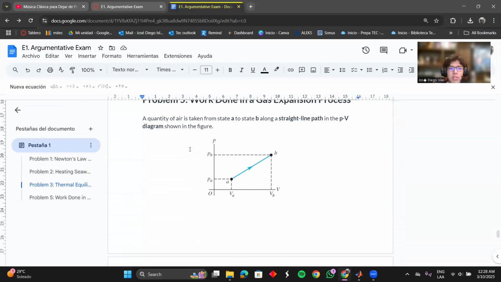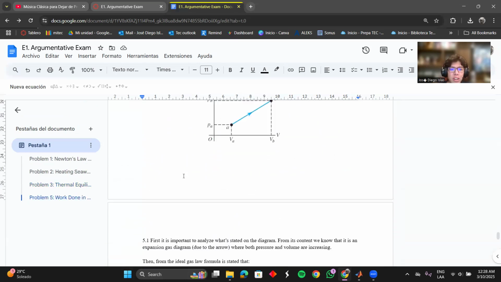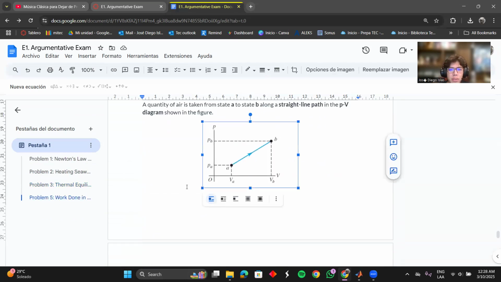And finally, we get to problem number 5. We get this diagram of a gas that is expanding. How do we know that it's expanding? Because of this arrow right here. This arrow is pointing to here, and here the volume is bigger and the pressure is bigger. So it's expanding just from this arrow.